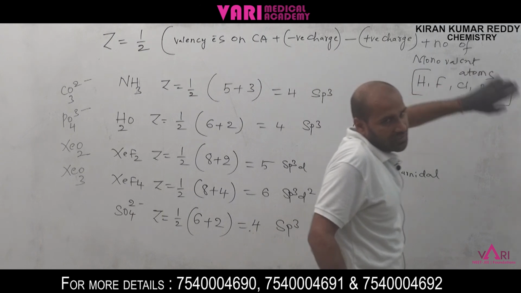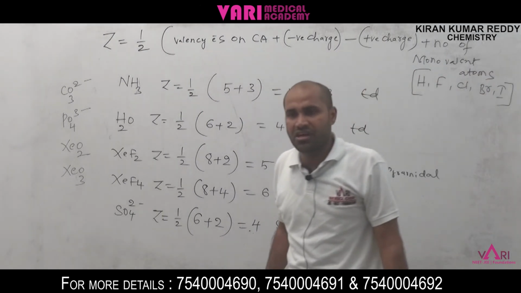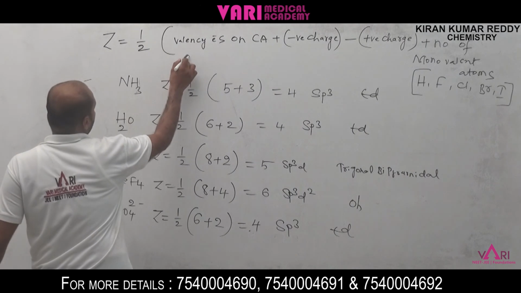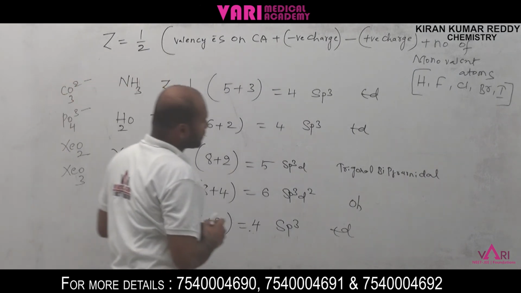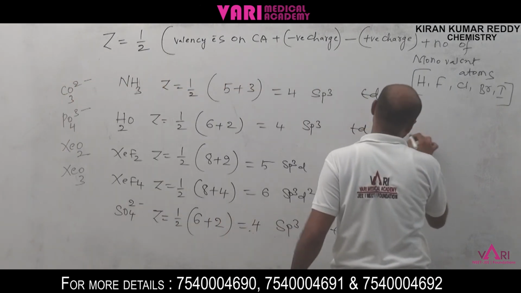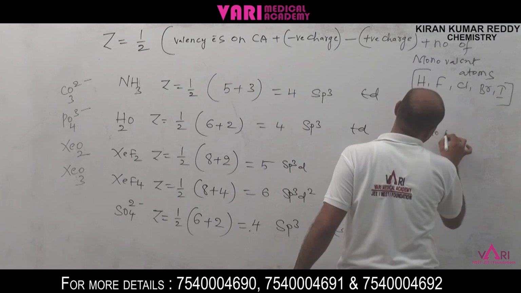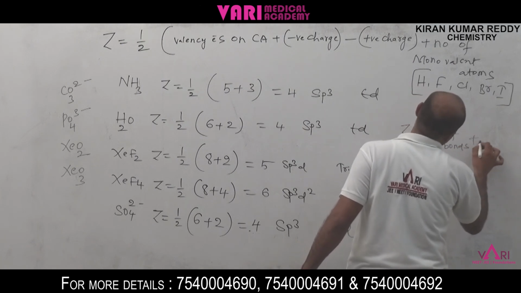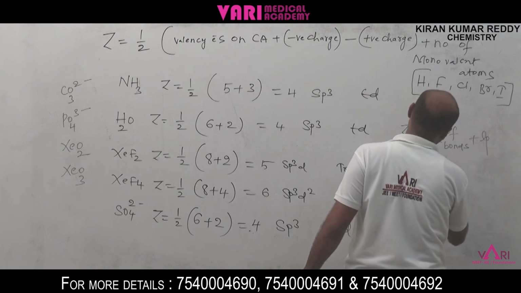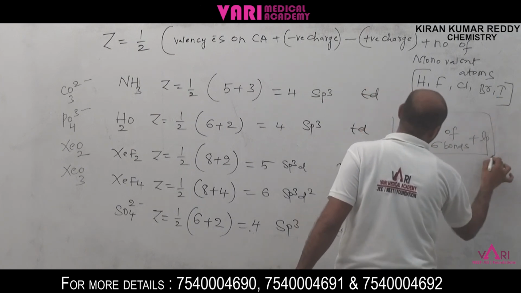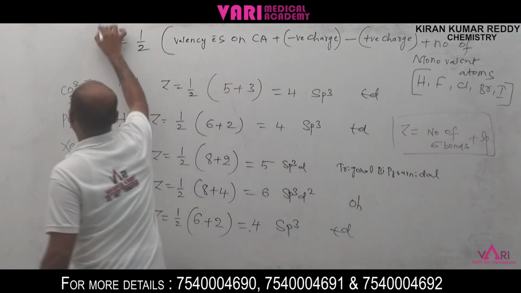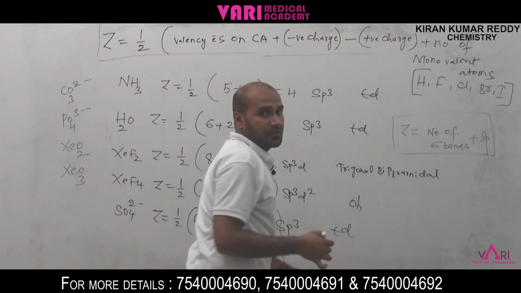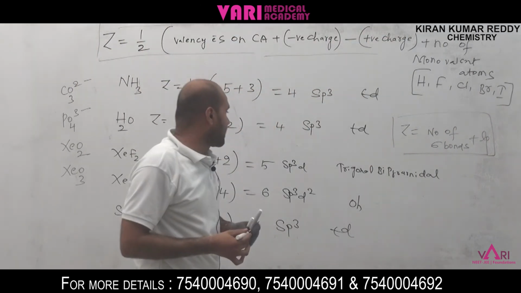Last year 2021 NEET question they are asking geometry. Now we can use this formula. It is very important. That's Z is equal to half. Next formula is Z is equal to number of sigma bonds plus lone pair. LP means lone pair. Use these formulas and you can easily find the answers, and these are very important formulas you can remember while preparing, NEET aspirants. Okay.